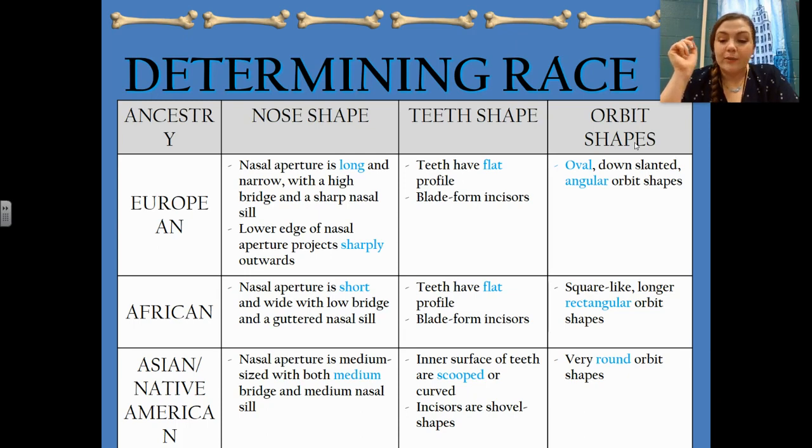And then for Asian and Native American, they tend to be very round, very, very round orbit shape. So European, longer, more oval, so rounded but longer. African is more square, so has more squared off edges. And then Asian is very round.